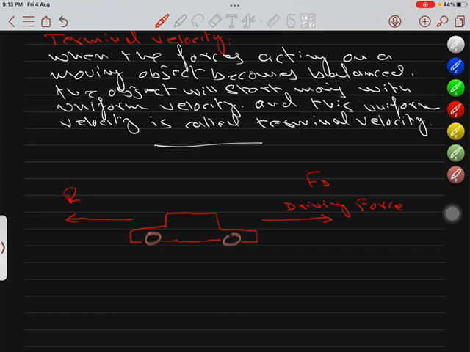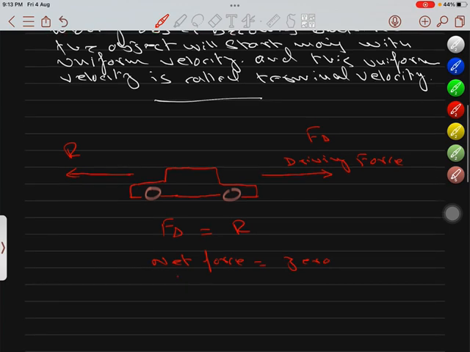when the car speeds up so much that the forward force, the driving force, becomes equal to the resistance, the net force will be 0. When net force is 0, the acceleration will also be 0 and velocity will be uniform. And this uniform velocity is called terminal velocity.